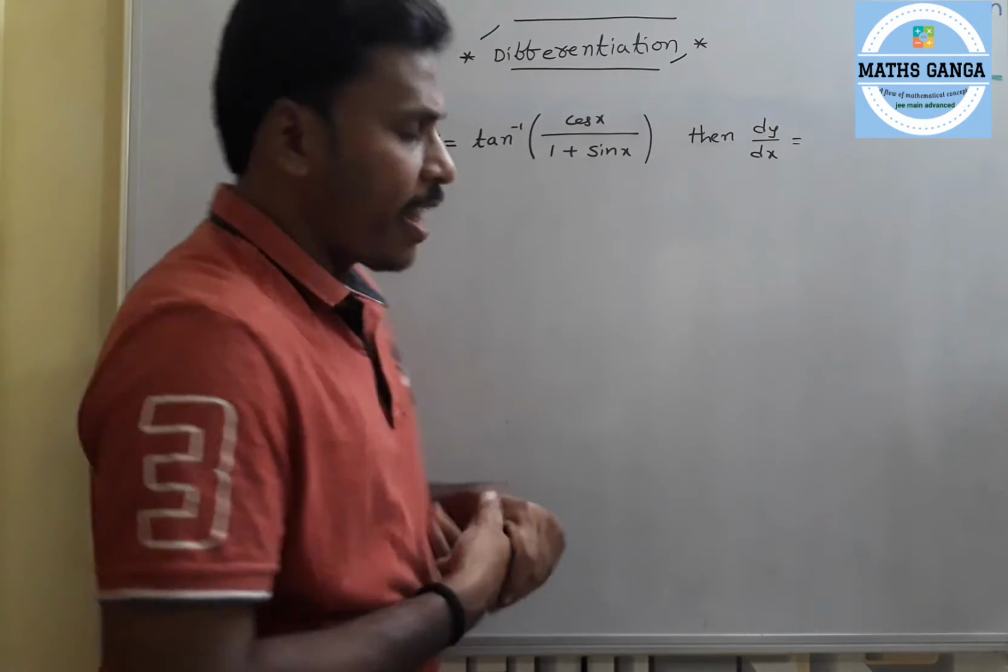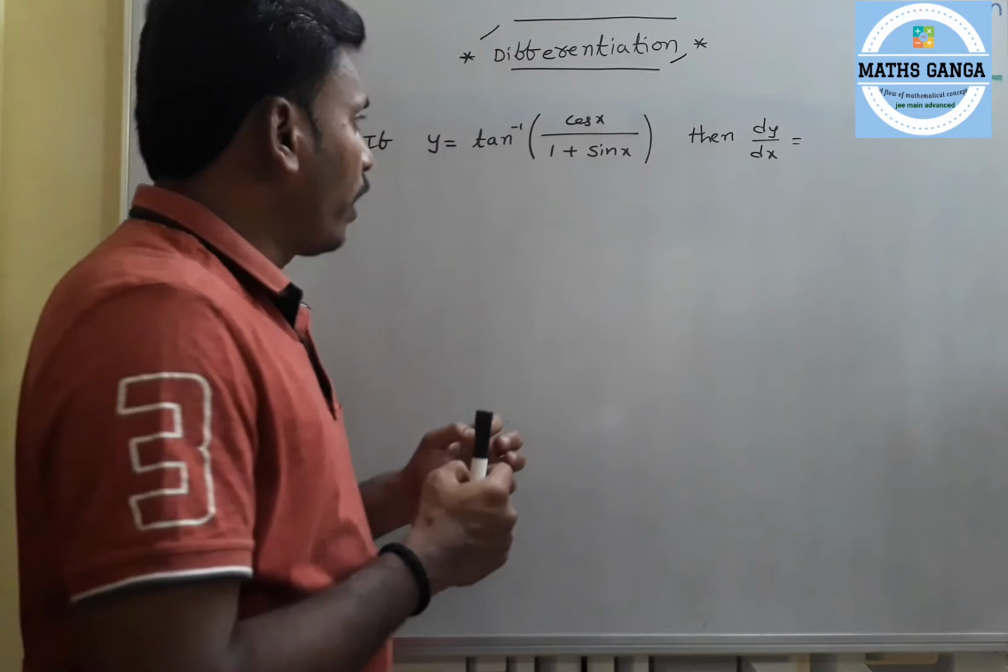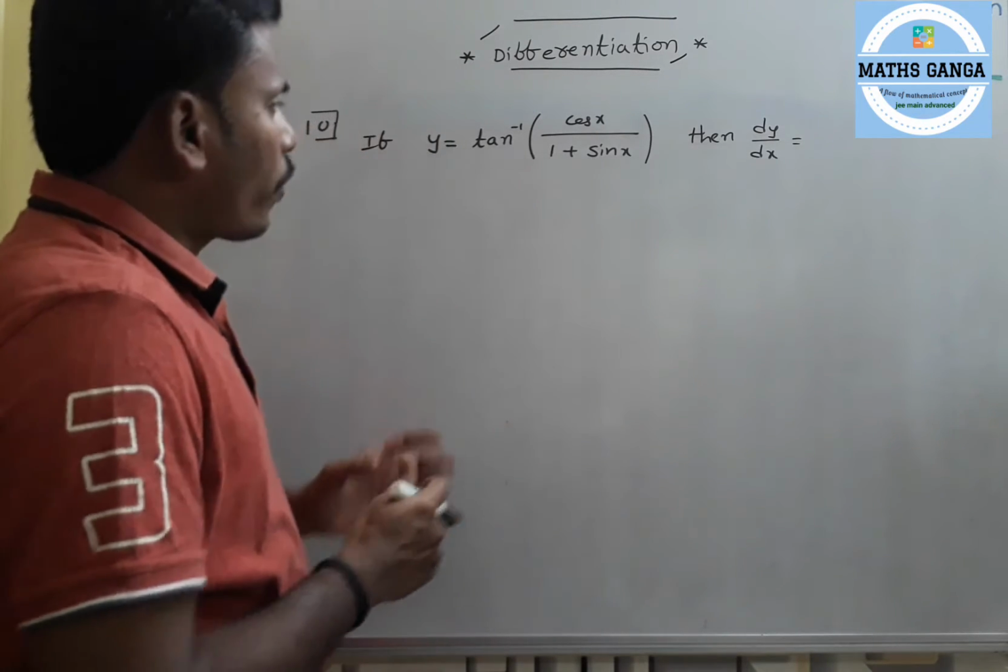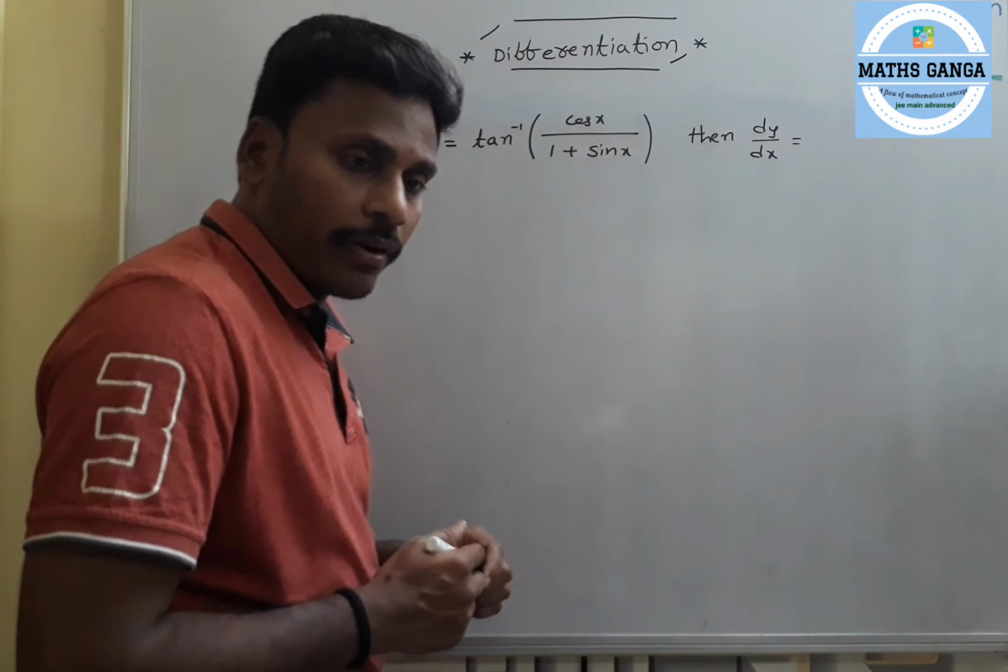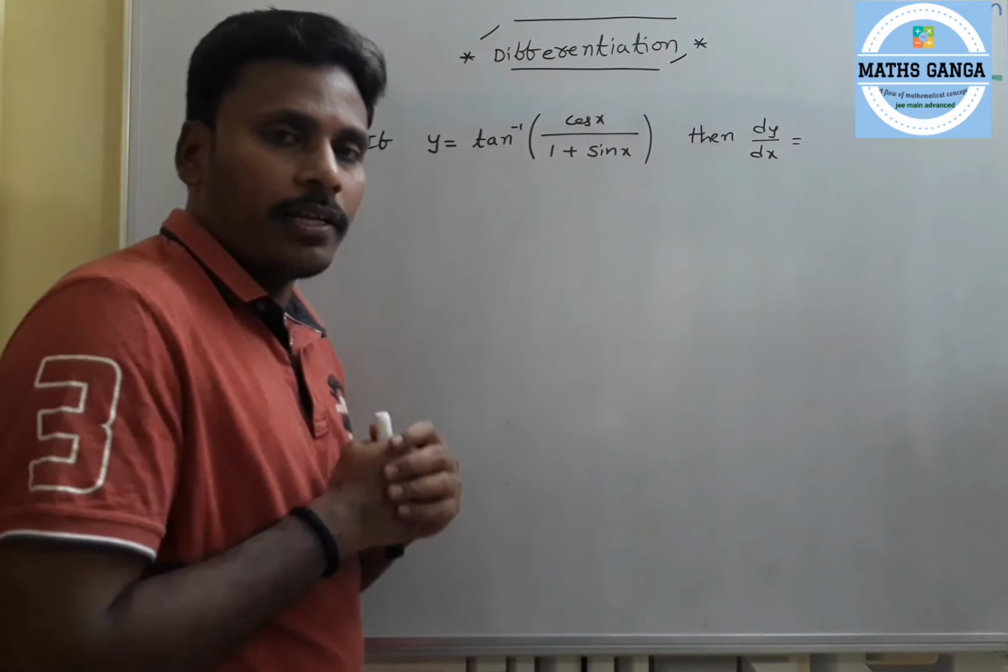y is equal to tan inverse of cos x by 1 plus sin x. Then we need to find dy by dx. Okay, so first of all, you just try to simplify it using trigonometric formulas and relations. After that, we need to apply dy by dx.